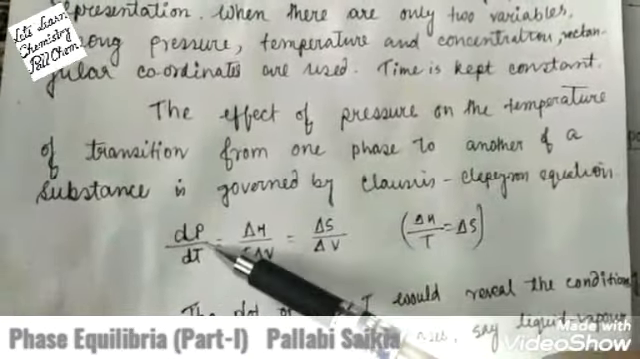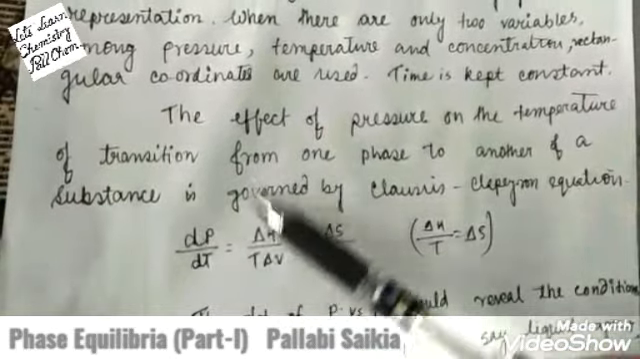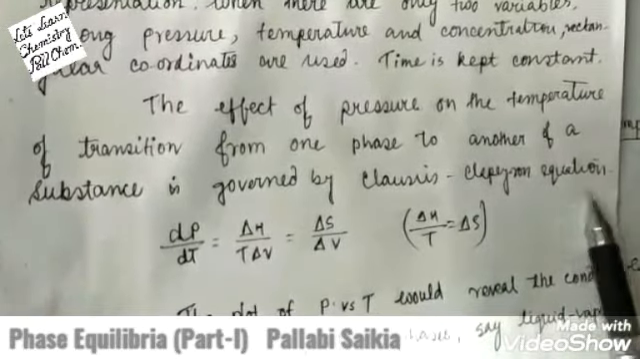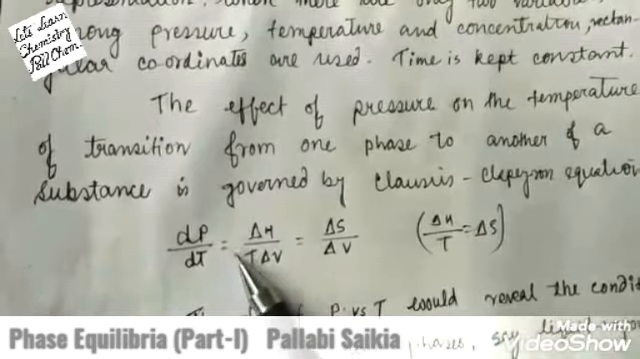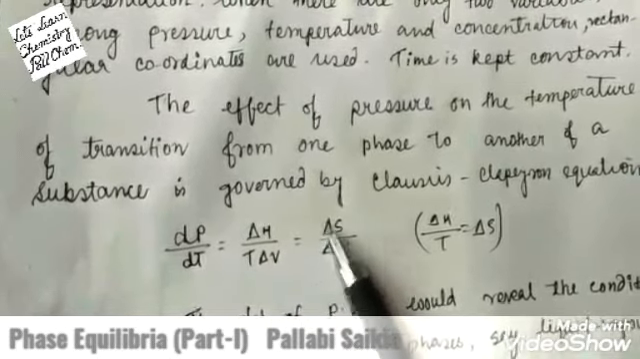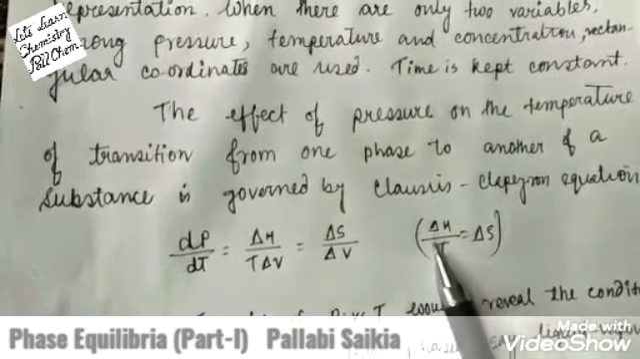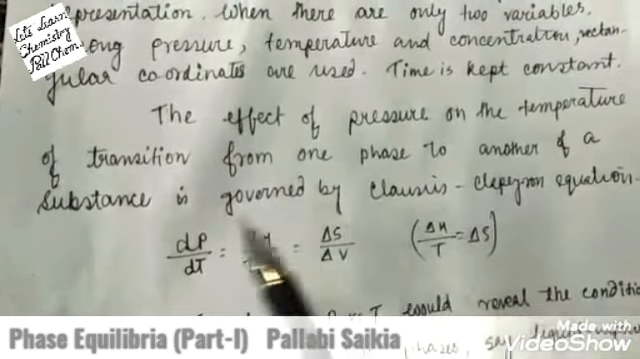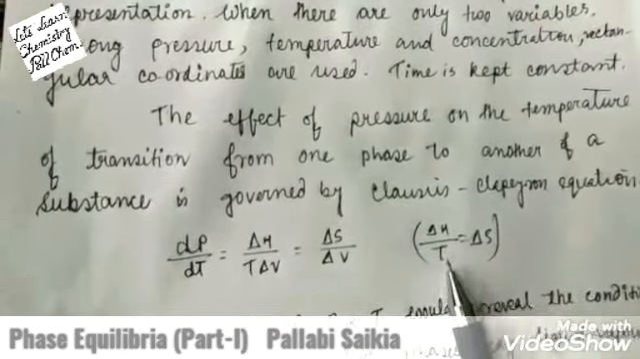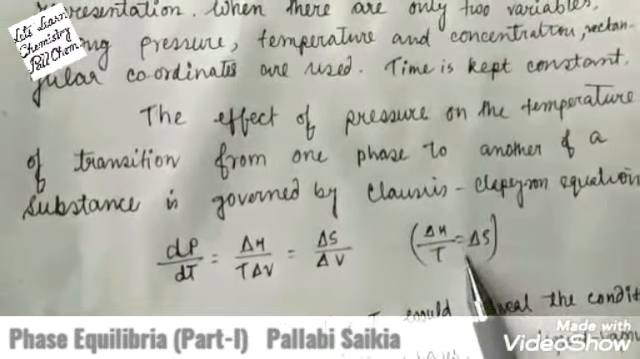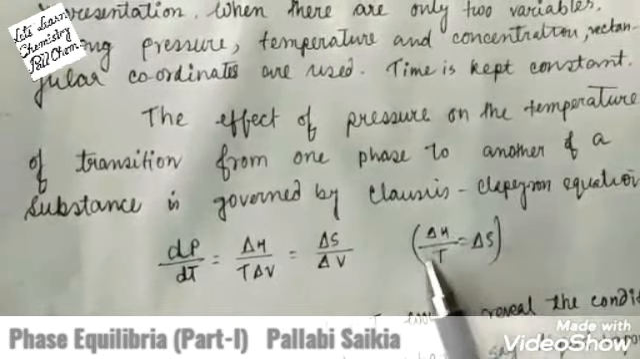Now the effect of pressure and temperature on the transition from one phase to another of a substance is governed by the Clapeyron equation, and this is dP/dT = ΔH/TΔV = ΔS/ΔV. ΔH/T is equal to ΔS, the entropy, ΔH is the enthalpy, and T is the transition temperature. From solid to liquid, it will be the melting point. Liquid to vapor, it will be the boiling point. Solid to vapor, the sublimation point, like that.